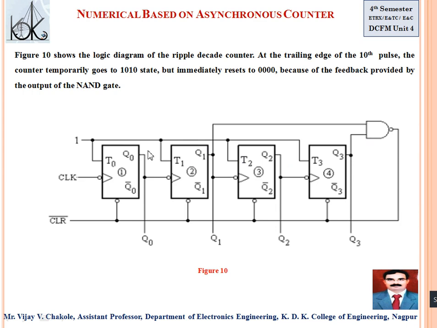You are going to the 10 state, but what happened at that time? This is 1 and this is 1. 1.1 is 1, and the NAND output becomes 0 here. So 0 goes to the clear terminal, and due to that 0, the clear terminal is activated, all the flip-flops are reset, and your output becomes 0 0 0 0. For some time you are at 1 0 1 0, then the reset logic circuit works, the clear terminal is activated, so all the flip-flops are reset. Within this time you move to 0 0 0 0. So instead of staying at 10, you go to the 0 state.